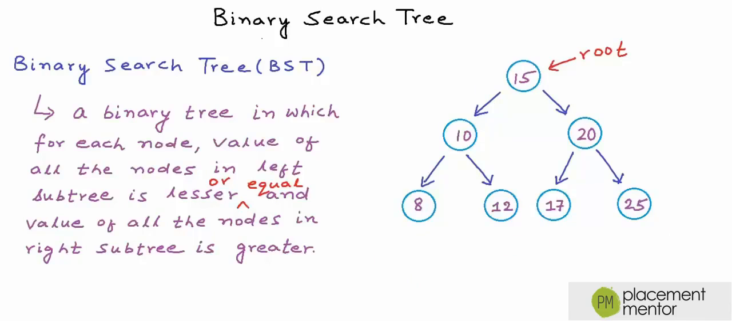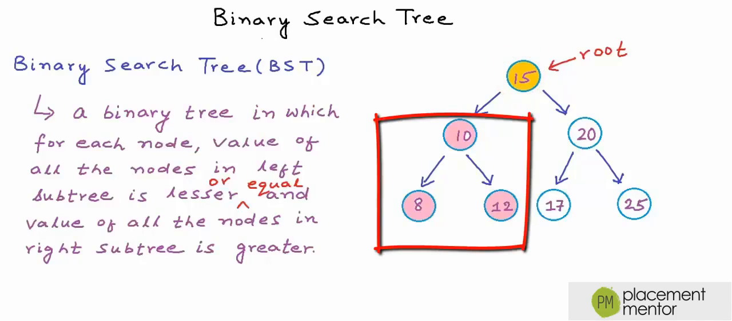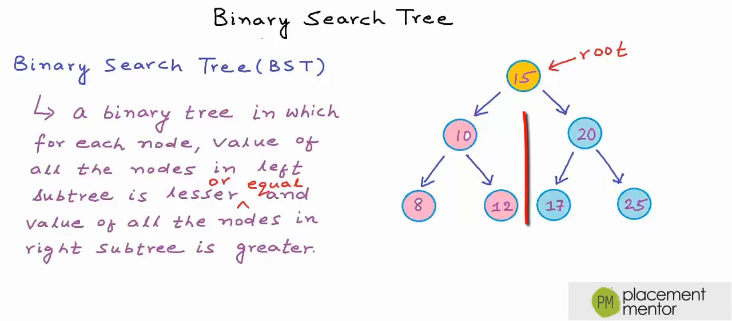Let's see whether this property, that for each node the value of all the nodes in the left subtree must be lesser or equal and the value of all the nodes in the right subtree must be greater, is true or not. Let's first look at the root node. Nodes in the left subtree have values 10, 8 and 12. So they are all lesser than 15. And in the right subtree we have 17, 20 and 25. They are all greater than 15. So we are good for the root node.